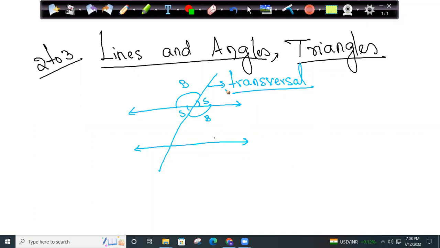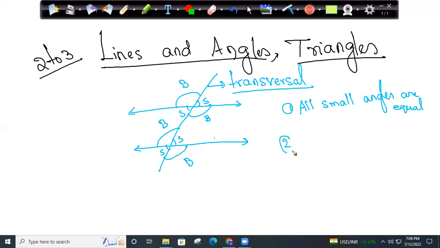When two parallel lines are intersected by a transversal, we get two types of angles. One is a small angle, the other is a big angle. This is a small angle. This is a big angle. First point, all small angles are equal. Second point, all big angles are equal.